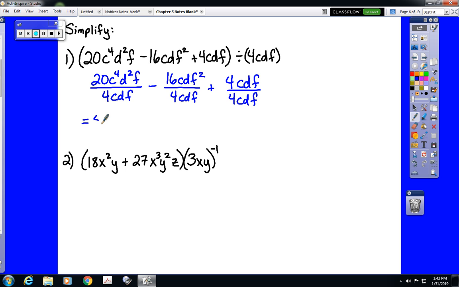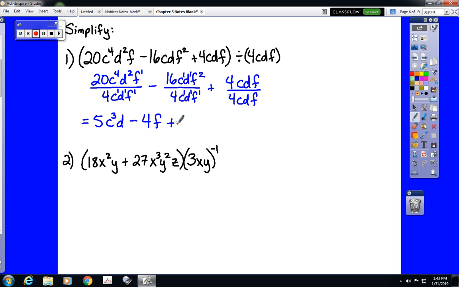20 divided by 4 is 5. C to the fourth over c to the first would be 4 minus 1, or c to the third. D to the second over d to the first would be d to the 2 minus 1, or d to the first. F to the first over f to the first would cancel. Minus 16 divided by 4 is 4. C to the first over c to the first would cancel. D to the first over d to the first would cancel. F to the second over f to the first would be an f. So we would have 4f.